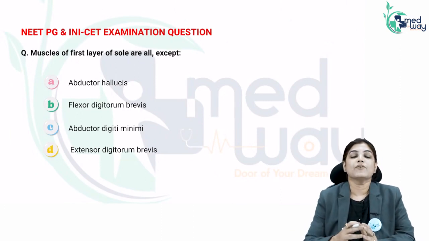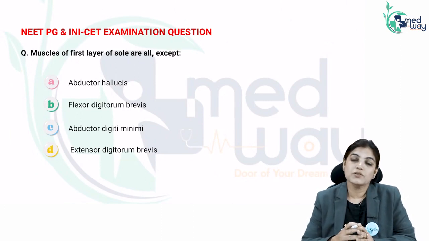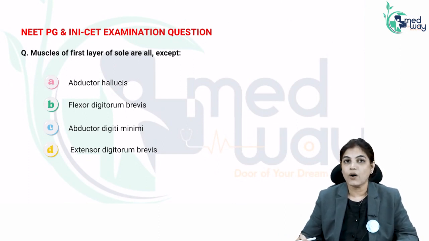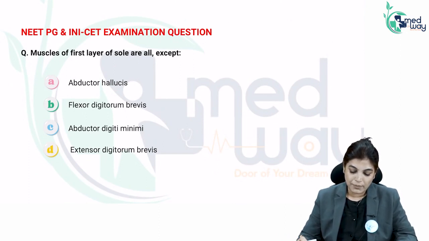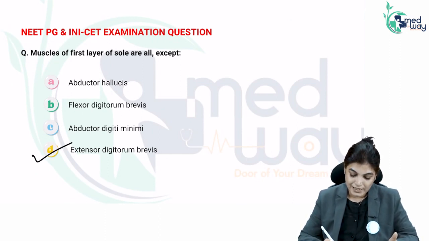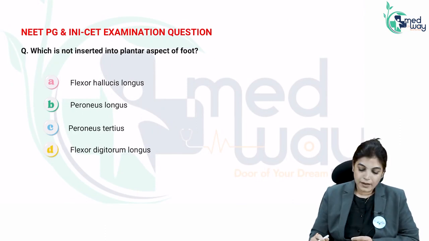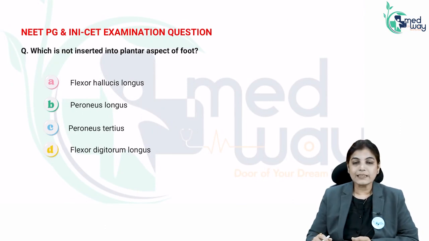Now, after this, I want to discuss a few MCQs related to the topic. Let's start with: the muscles of the first layer of the sole are all except. The options given are abductor hallucis, flexor digitorum brevis, abductor digiti minimi and extensor digitorum brevis. Exactly, extensor digitorum brevis is the right answer because it is not a muscle of the sole of the foot.